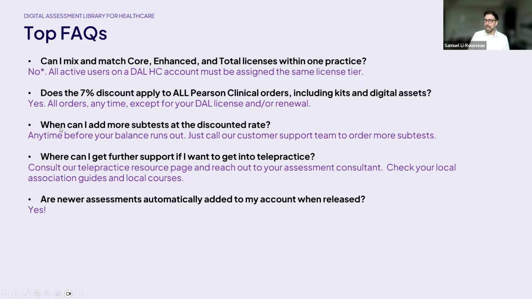When can I add more subtests at the discounted rate? So anytime before your balance runs out, just call our customer support team to order more subtests anytime. And if you're unsure how many subtests you should get, just have that conversation with us. I don't know if in the US we have this, but I know in Canada we released a subtest estimator calculator where you can plug in how many WAIS and WISC you're thinking about doing on a monthly basis, and it will predict how many subtests you should purchase. So we can absolutely give you that estimate if you're unsure. Just connect with us anytime.